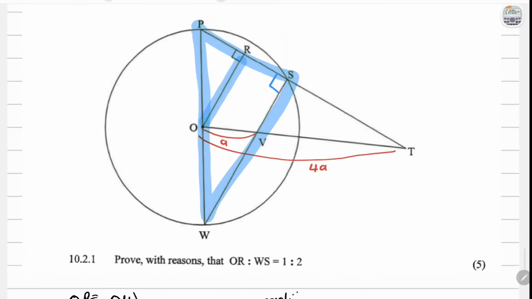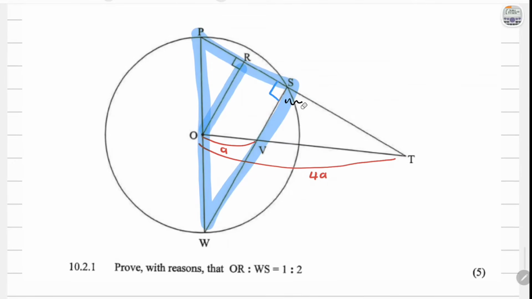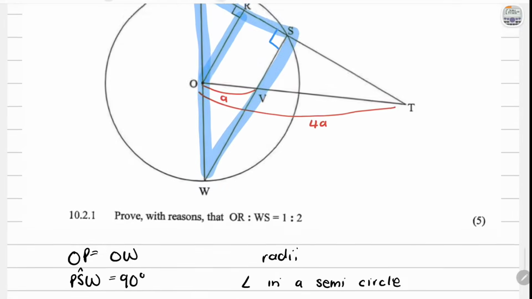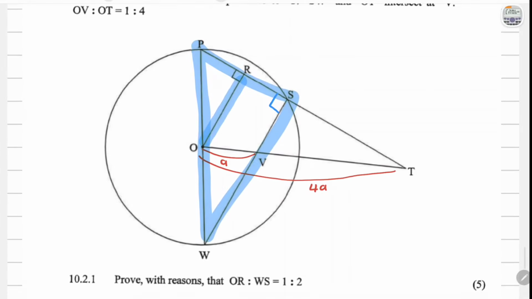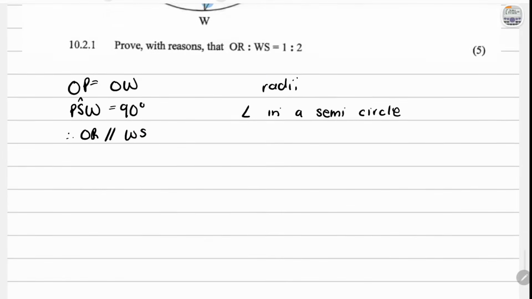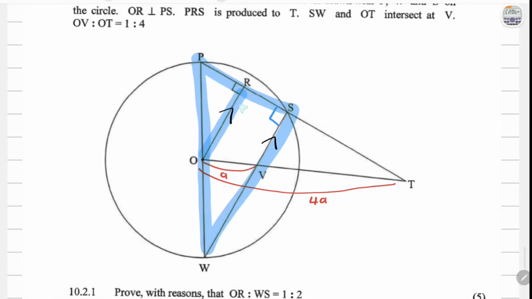I can't really call it angle S because it also has this side, so let's call it angle PSW. So angle PSW is equal to 90 degrees, and the reason is because it's the angle in a semicircle. Since that is 90 degrees, that means we have corresponding angles. So we are concluding that these two lines are parallel. So OR is parallel to WS, and our reason for that is because we have corresponding angles.